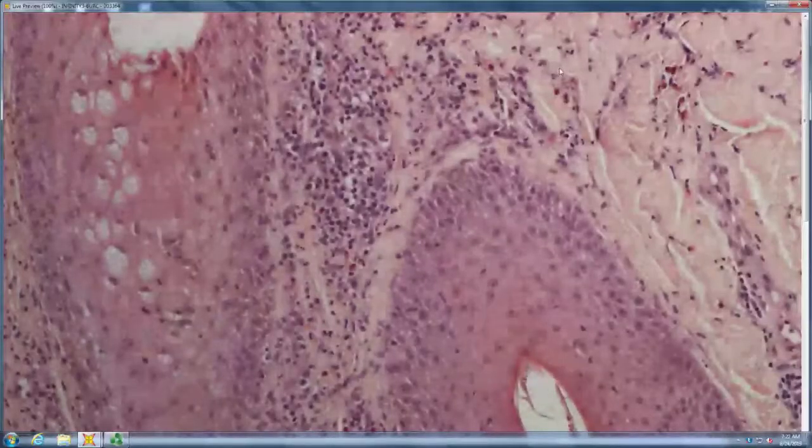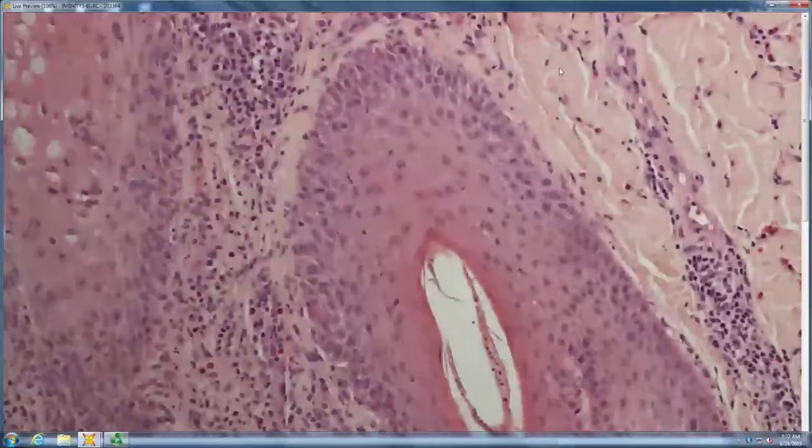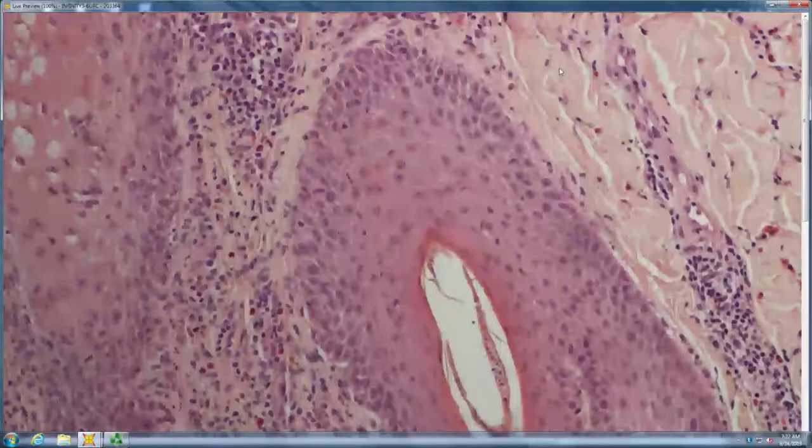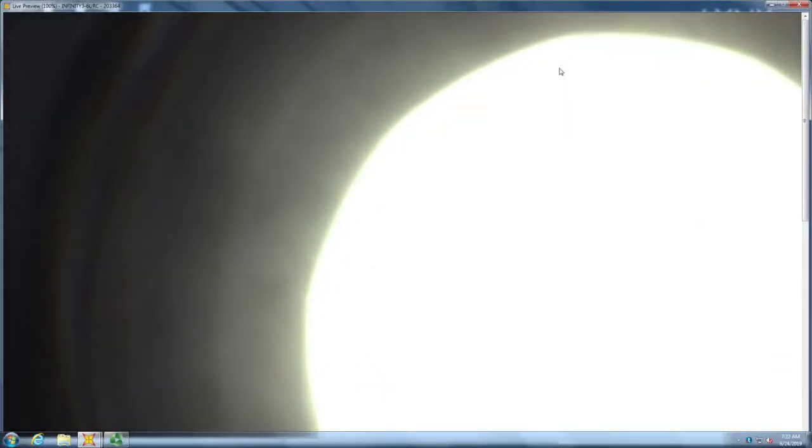And you can see the chains of spores there. So that is, in fact, a Miyake's fungal folliculitis. If I were Dr. Miyake, I would not have called it a granuloma, but the name stuck.